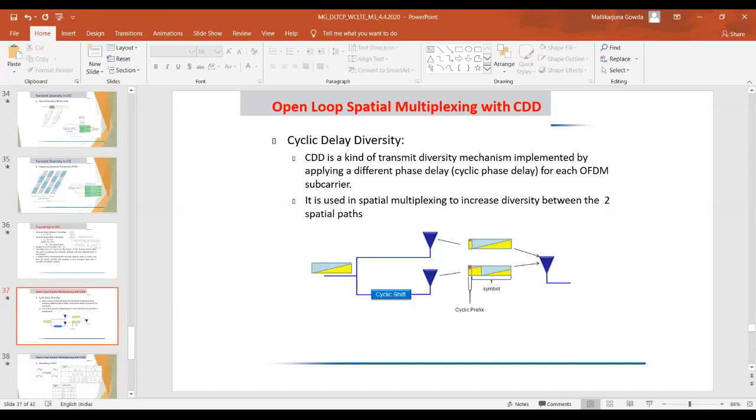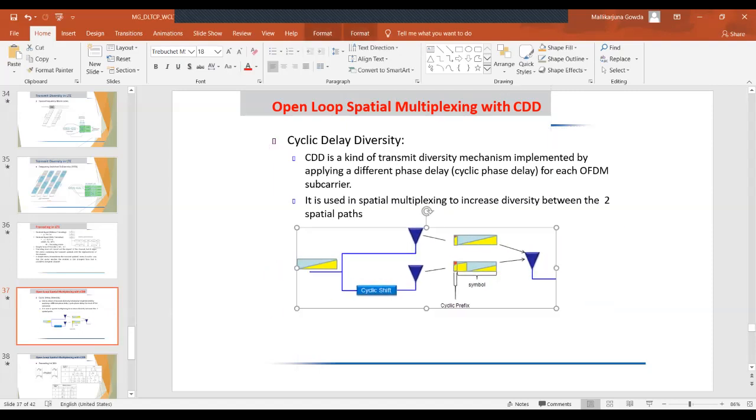Again, here there are two different types of spatial multiplexing. One is open loop, another one is closed loop. Let us see what we mean by open loop spatial multiplexing with CDD. CDD means cyclic delay diversity. So CDD is a kind of transmit diversity mechanism implemented by applying a different phase delay, that is the cyclic phase delay, for each OFDM subcarrier. So I hope you understand what I am saying. So that is what is shown here.